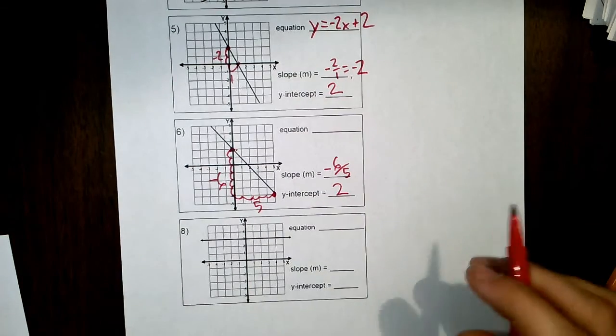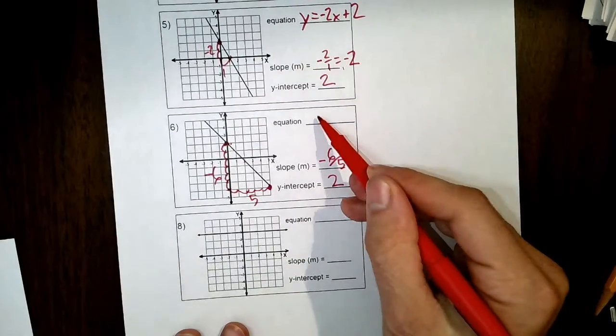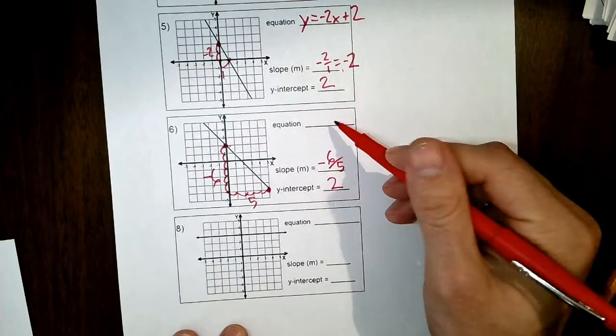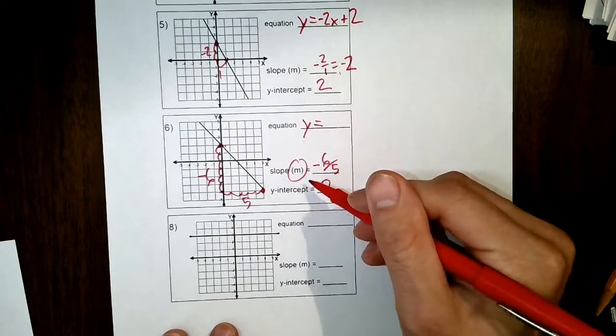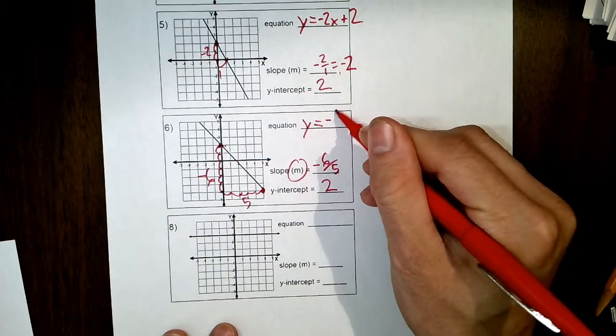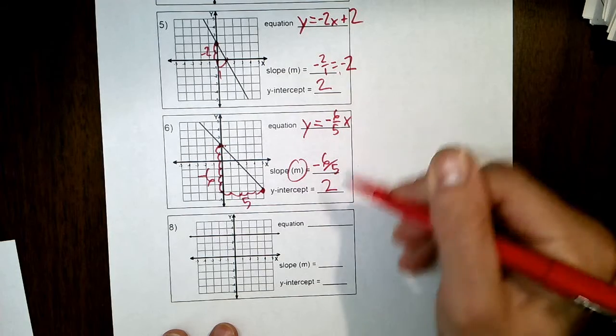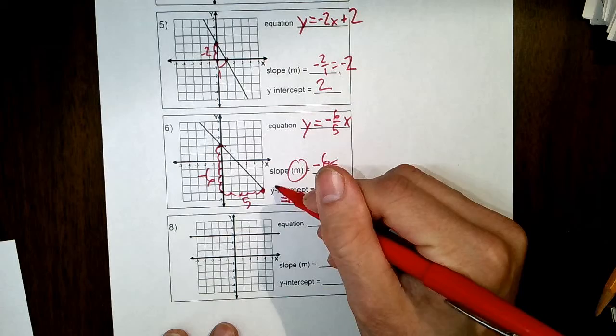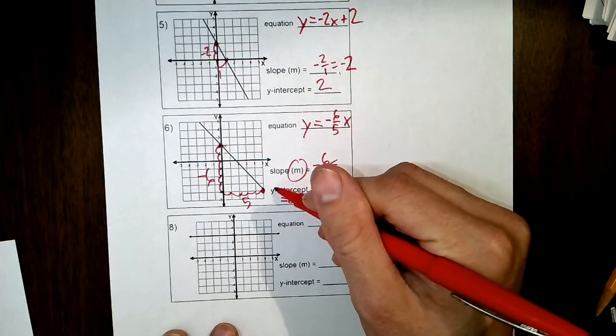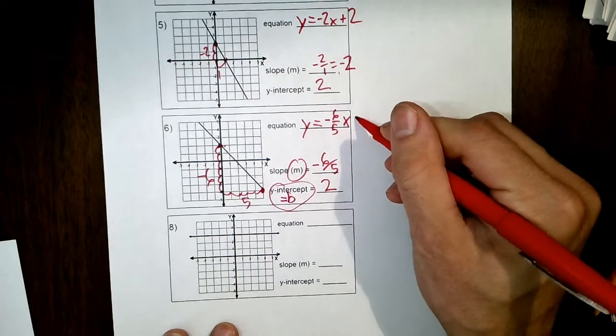So we all got that. All right, and then the equation, guys, it's just putting these together, just like we did day 1. It's just putting y equals m, and it says m right here, right? Y equals negative 6 over 5x plus b. And again, our y-intercept is b. Do not think that's y just because it's the y-intercept. B is the y-intercept. All right, plus 2.